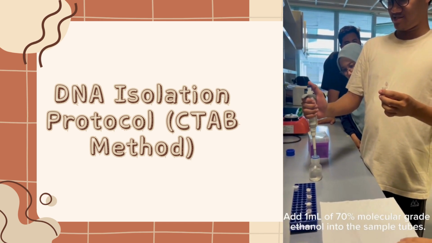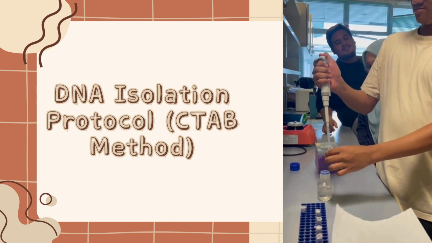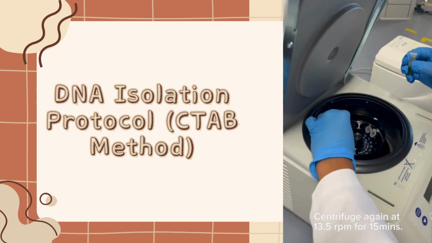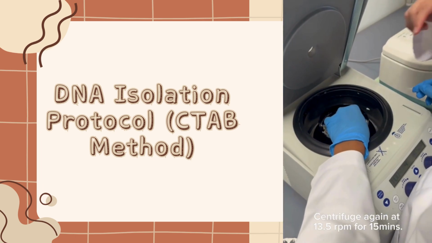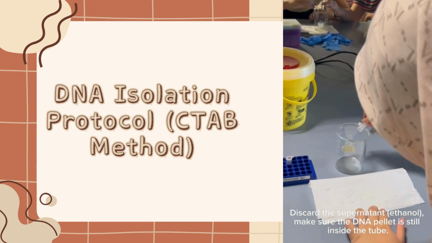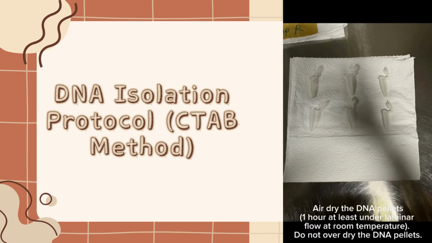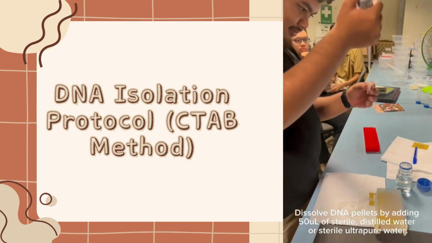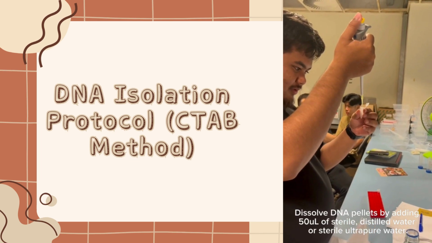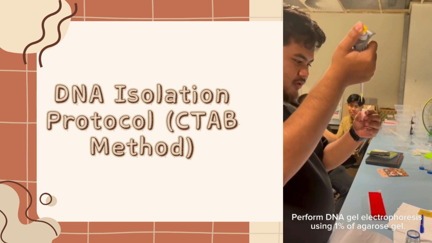Add 1 milliliter of 70% molecular grade ethanol into the sample tubes. Centrifuge again at 13.5 revolutions per minute for 15 minutes. Discard the supernatant ethanol. Make sure the DNA pellet is still inside the tube. Air dry the DNA pellets 1 hour at least under laminar flow at room temperature. Do not over dry the DNA pellets. Dissolve DNA pellets by adding 50 microliters of sterile distilled water or sterile ultra-pure water. Perform DNA gel electrophoresis using 1% agarose gel.